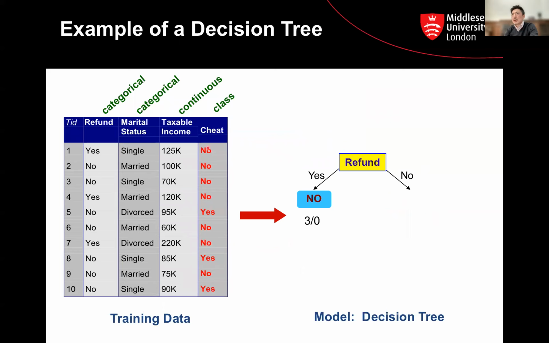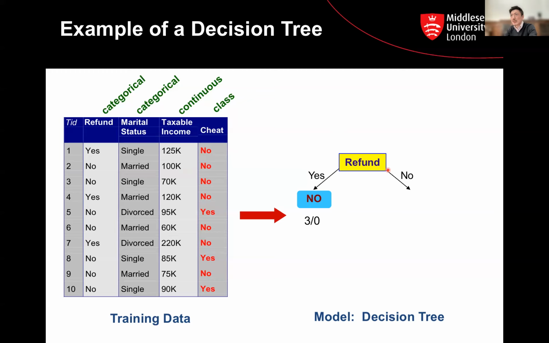Okay, in this case, it's trying to detect fraud. That's what the cheat means, whether it's yes or no. And you have other attributes that you can use to predict: whether it's a refund, whether they are married or divorced, and then the income. The first thing you need to decide is which one to pick to divide the collection of the data.